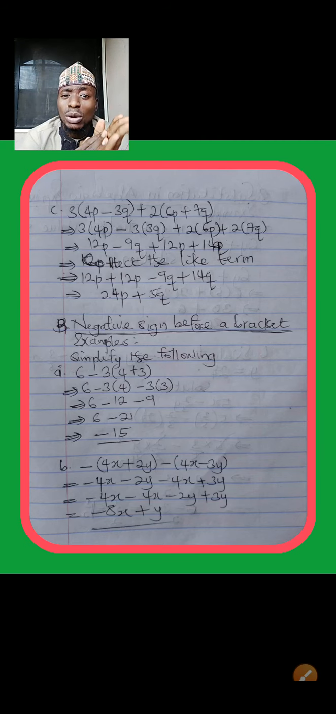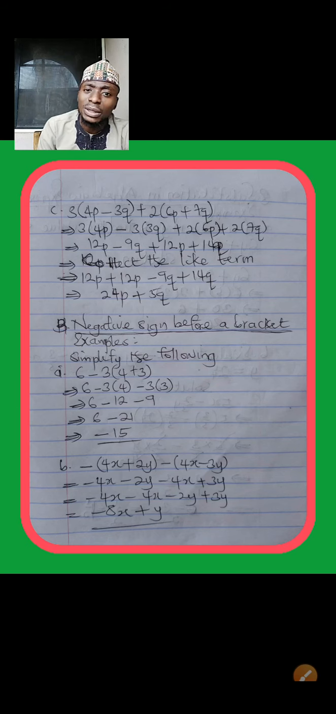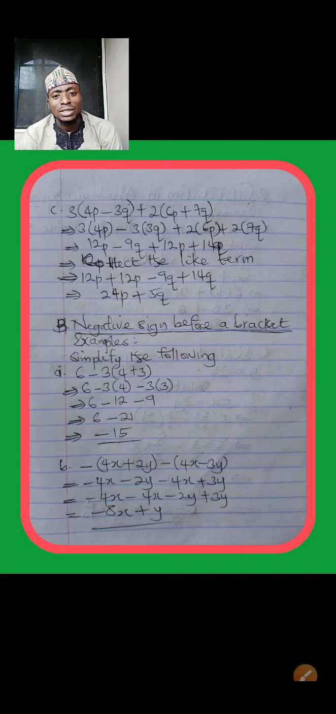Why? You have 14 naira, and you pay 9 naira out, you still have 5 naira left with you, because when you take 9 from 14 is 5. But it is addition, you put plus at the front, because you are the owner of the remaining 5 naira, not that you still want to pay out. So when you are paying out it is minus, when you have your money with you, it will be plus. So that is how I got 24p plus 5q. Now the letter B, that was negative sign before a bracket.